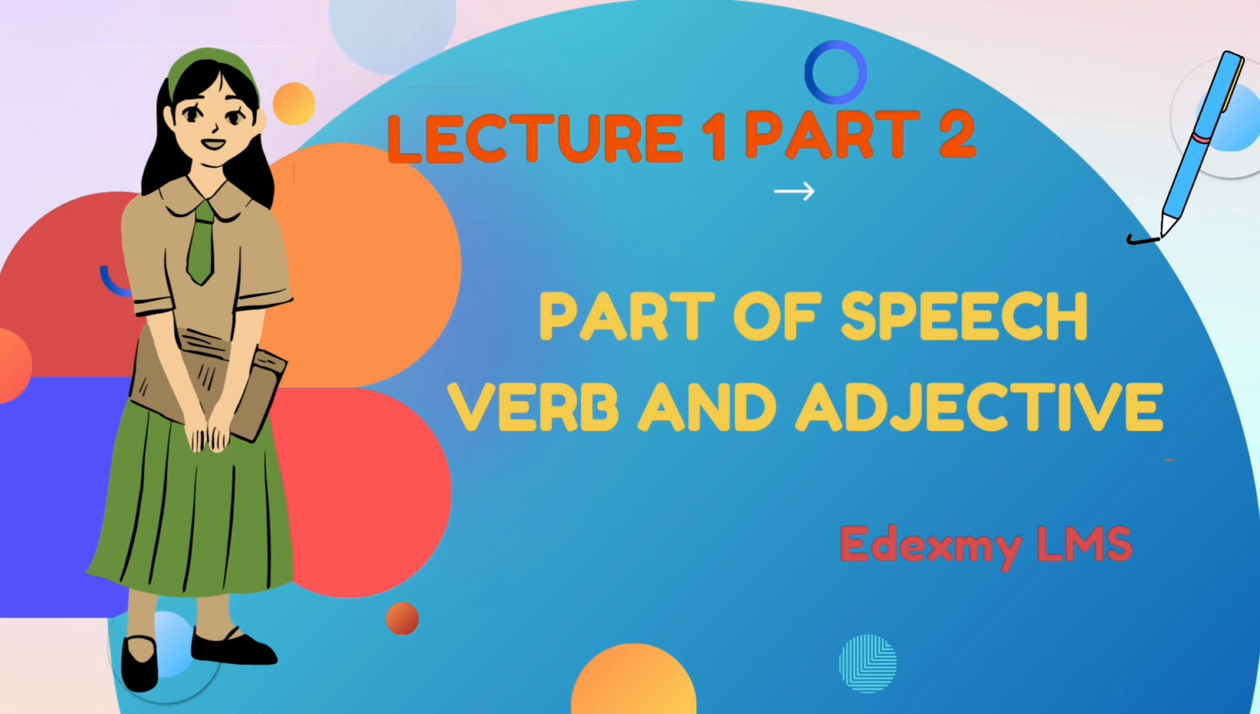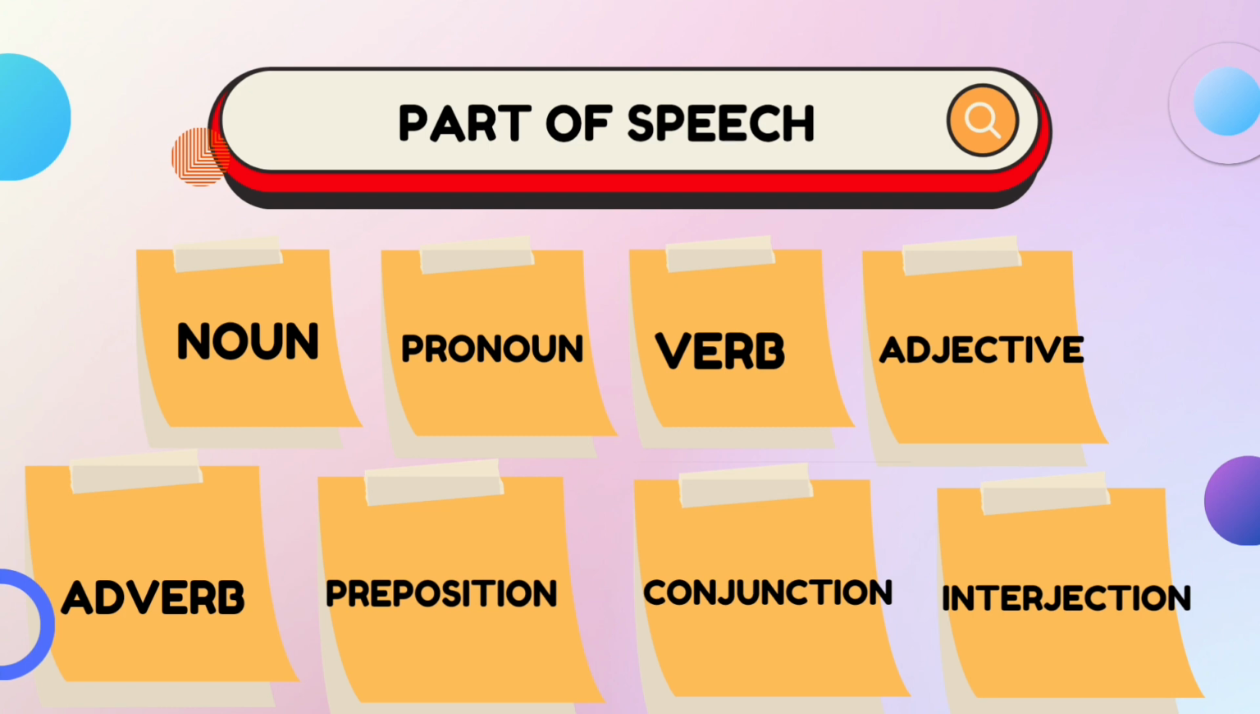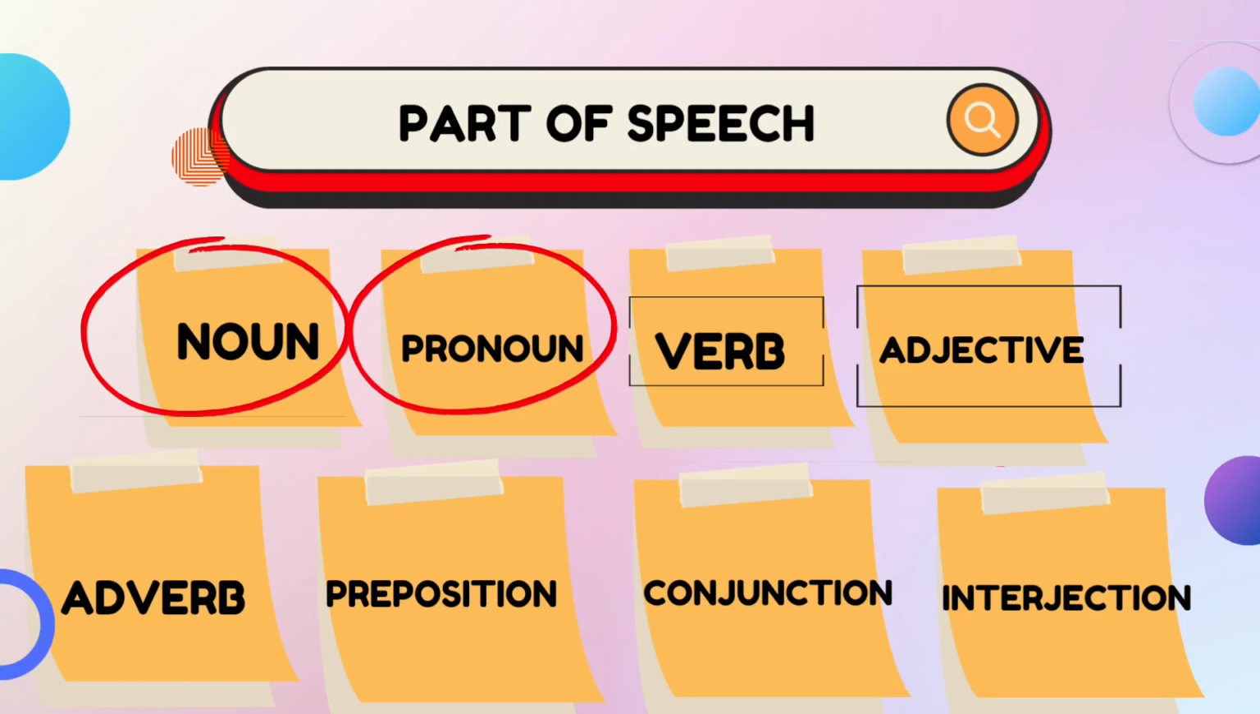In today's video, we're going to study the verb and adjective, which are parts of speech. There are basically 8 parts of speech: noun, pronoun, verb, adjective, adverb, preposition, conjunction, and interjection. We have already studied noun and pronoun. Now we will discuss verb and adjective.